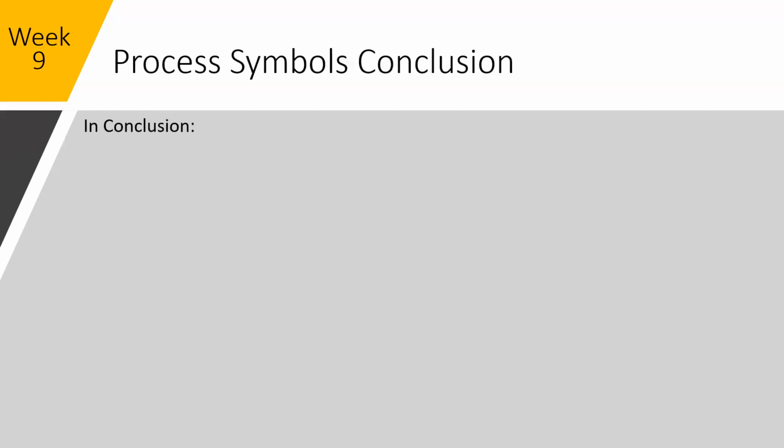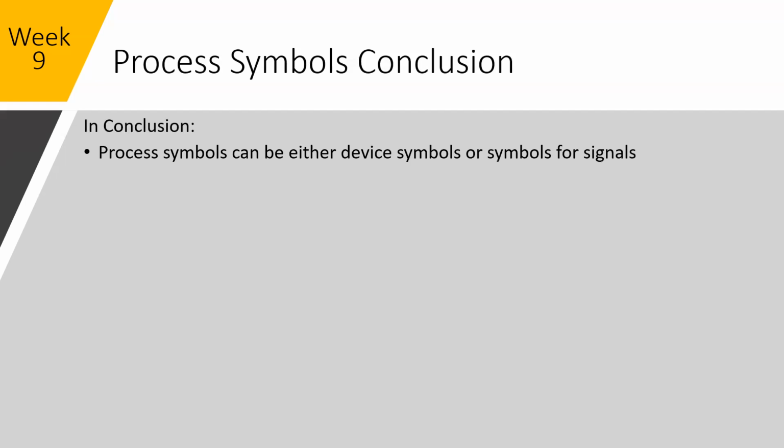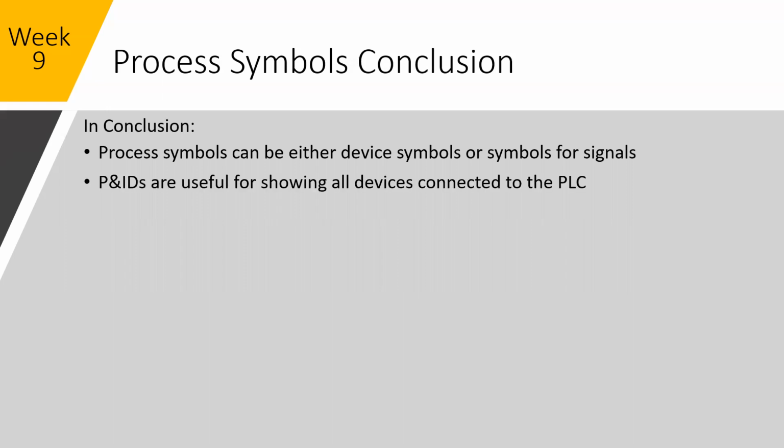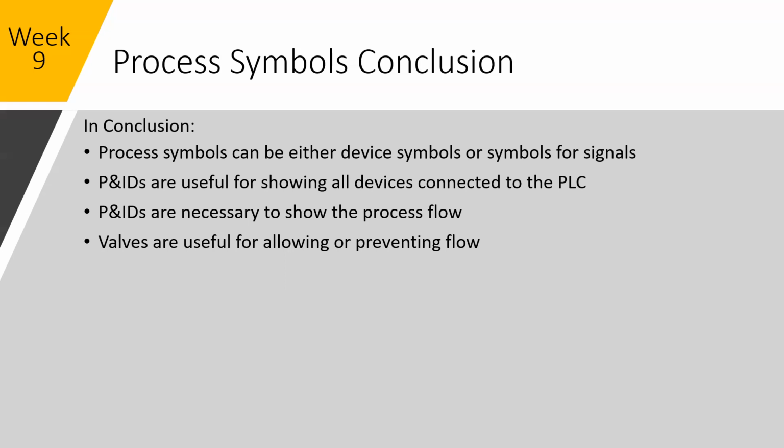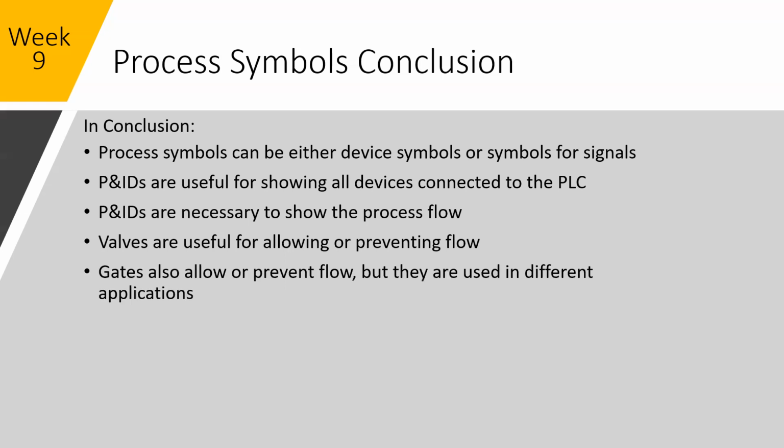So in conclusion, process symbols can either be device symbols or symbols for signals. PNIDs are useful for showing all the devices connected to a PLC, as well as visualizing the actual process flow. So valves are useful for allowing or preventing flow. Gates are also useful, but they're used in different applications. And we have pumps. I don't know why pumps weren't listed, but there's also pumps.